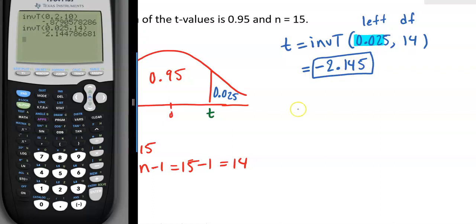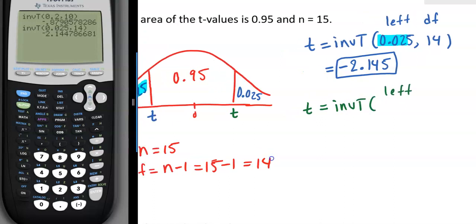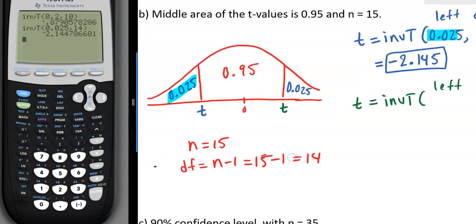Now the T in green, right? We can also do an inverse T if you want, or you can just use symmetry. Here, using symmetry, you can see that the T is going to be positive 2.145, and then you're practically done. If you want to go ahead and do the inverse T, then you would do InvT. Now the area on the left of this one, you have to take one extra step, because the area to the left of the green one is the 0.025 combined with the 0.95.